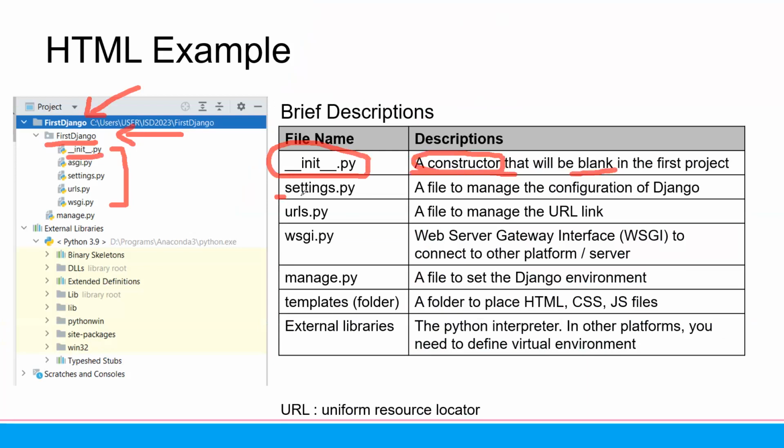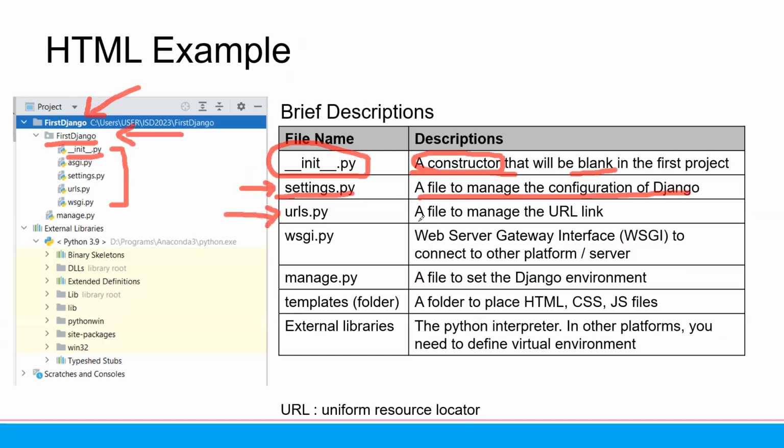Next, settings. This is a file to manage the configuration of Django. It means we will do many things in this settings file, so we will learn many of the settings parts. URLs.